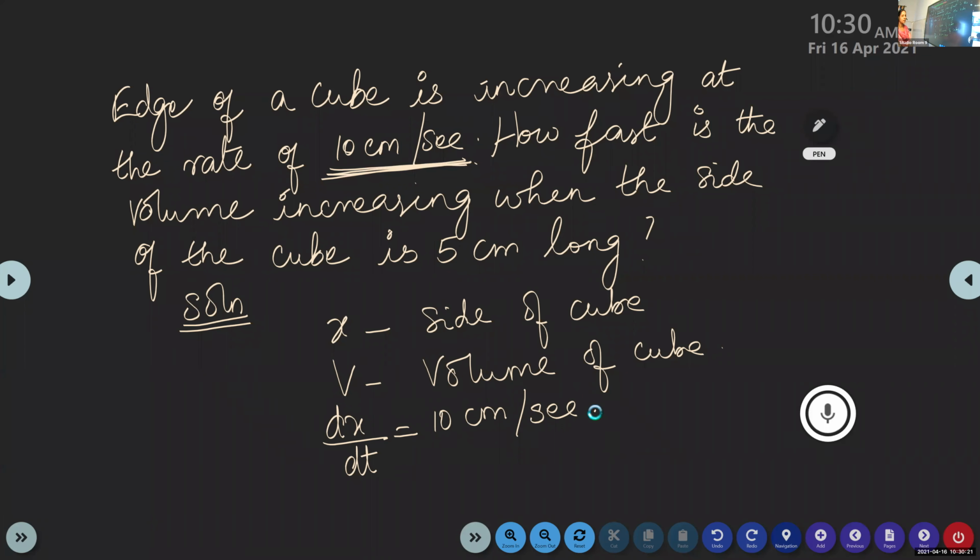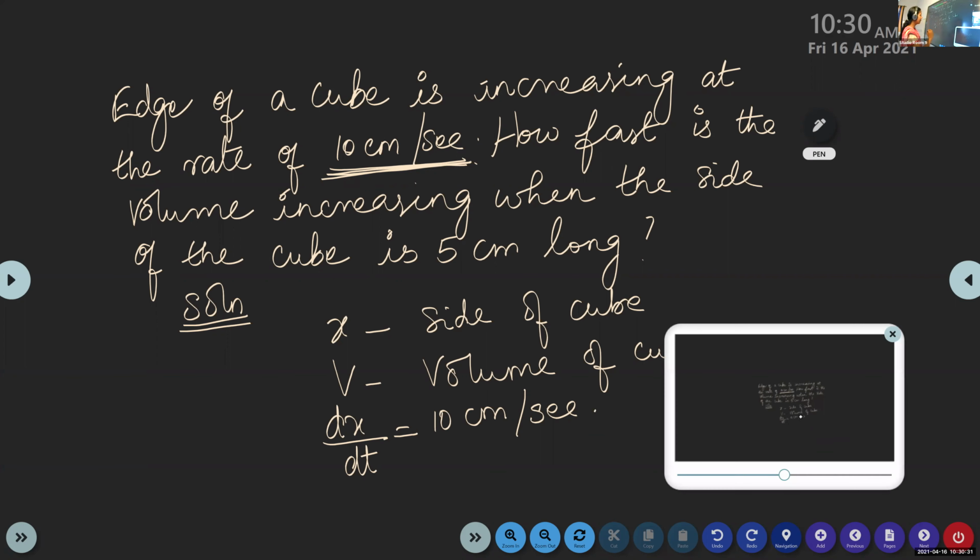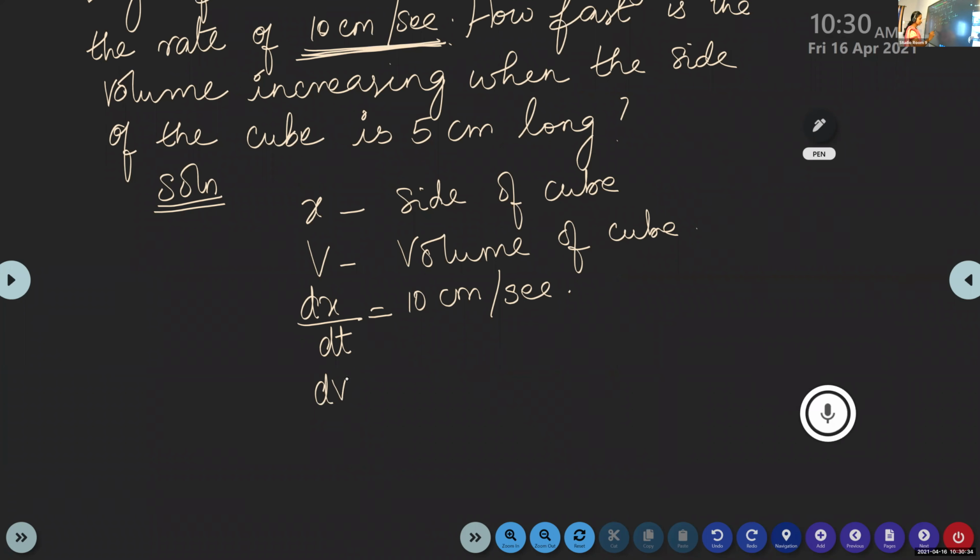What we have to find? Read the next point. How fast is the volume increasing? How fast is the volume increasing means, Karthik, what do you have to find here? Yes, we want to find dV by dt. So we want to find dV by dt when x is given as 5 centimeter, when the side is 5 centimeter. Is it okay?